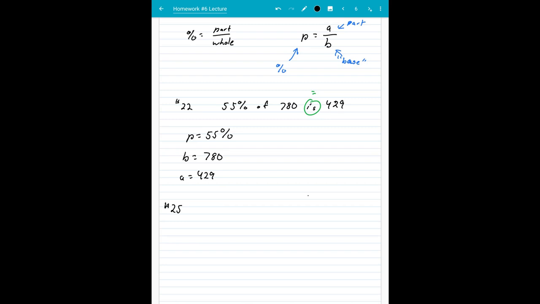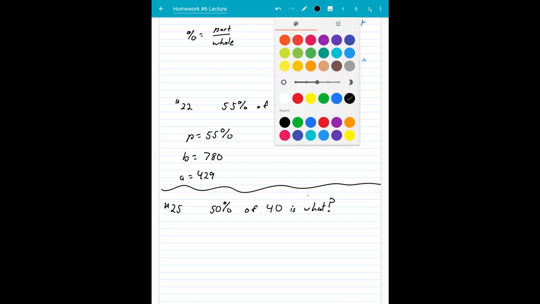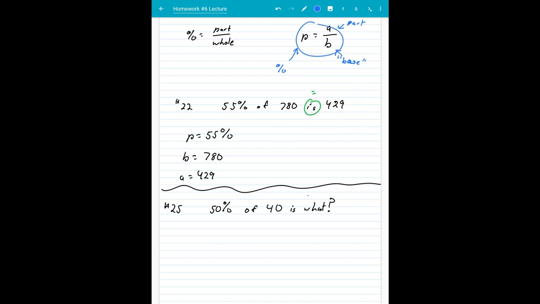But for 25, it says solve using the percent proportion. Let A represent the amount. So it says 50%, go ahead and put a little squiggly to divide this, of 40 is what? So we can identify all our portions of this before we put it into our fraction equation that we have up here. We can label this as our P. Of number, whenever it says of, the number that we're taking of is going to be our B. And then remember, if it says is what or is number, that would be our A.